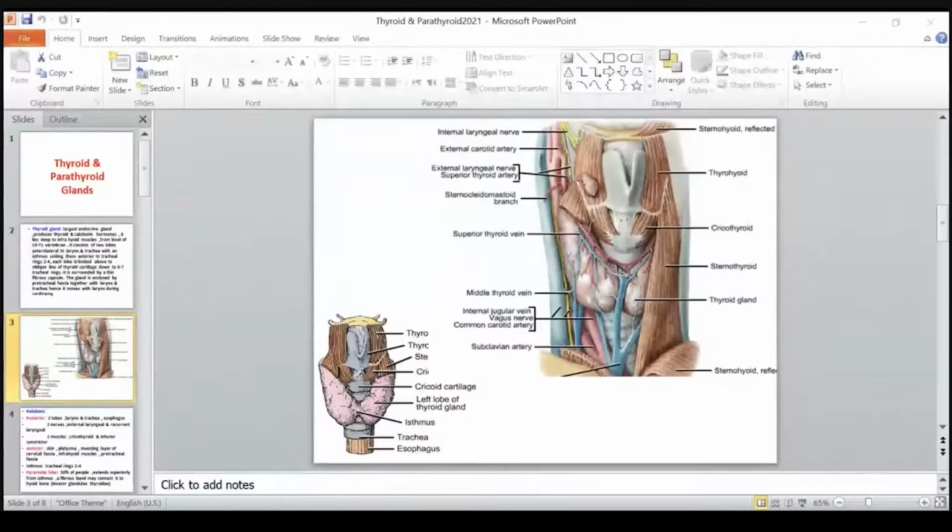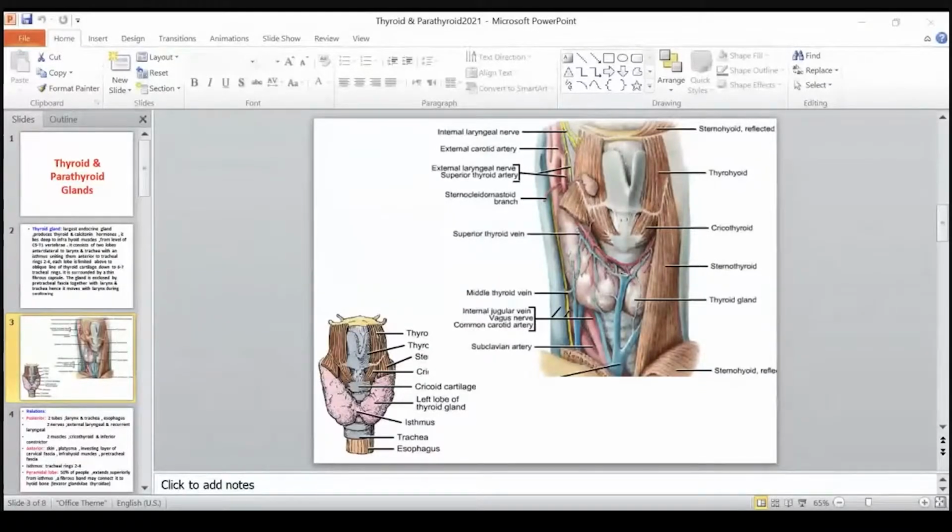So the posterior surface of the thyroid is related to these two tubes. Between these tubes enter two nerves. The superior laryngeal nerve, the internal laryngeal, enters deep to the thyroid lobe, descending downward, and from below, the recurrent laryngeal nerve enters from below here.